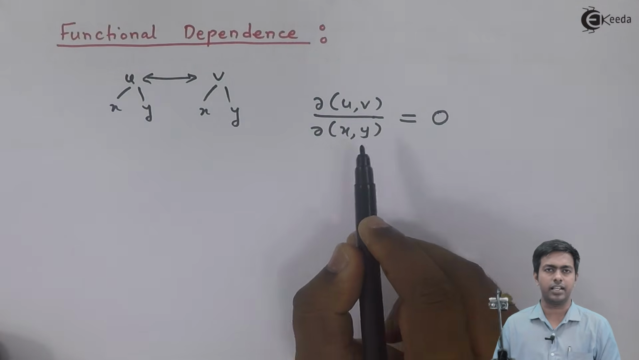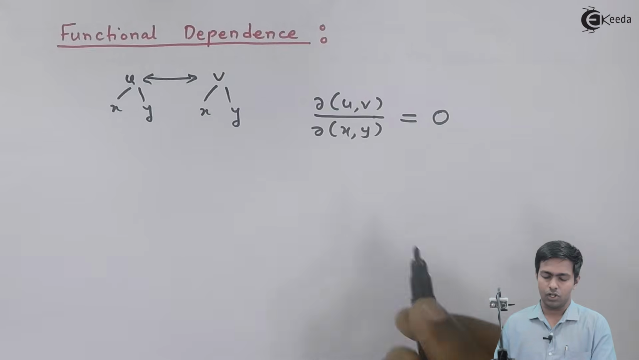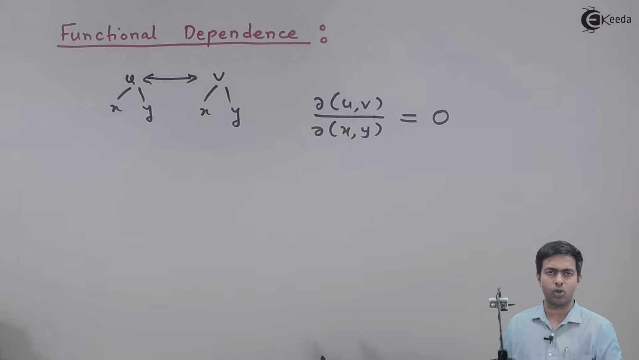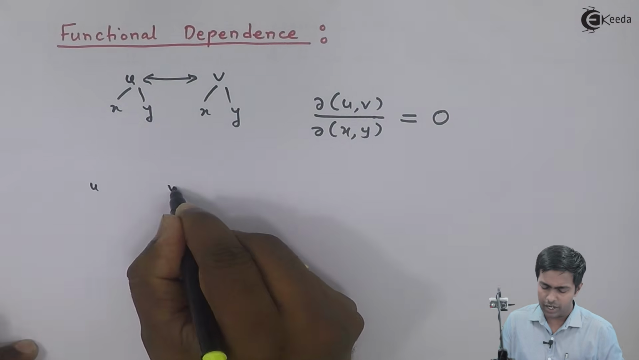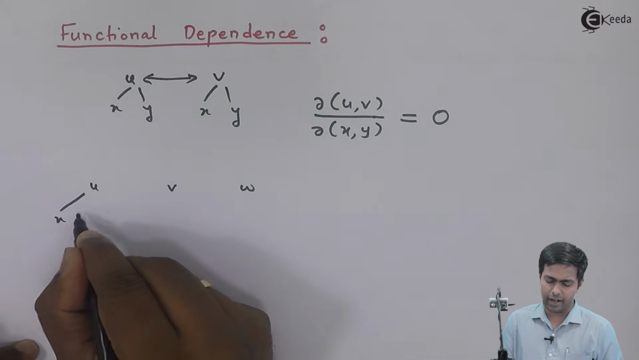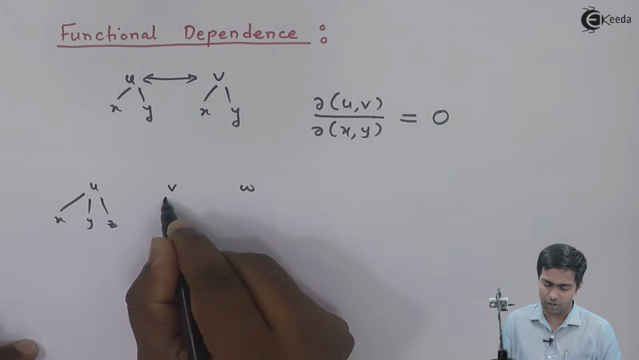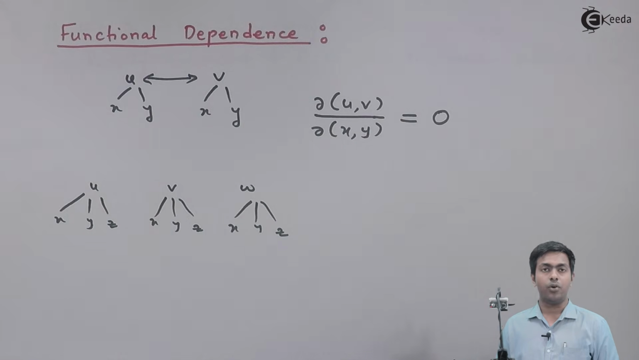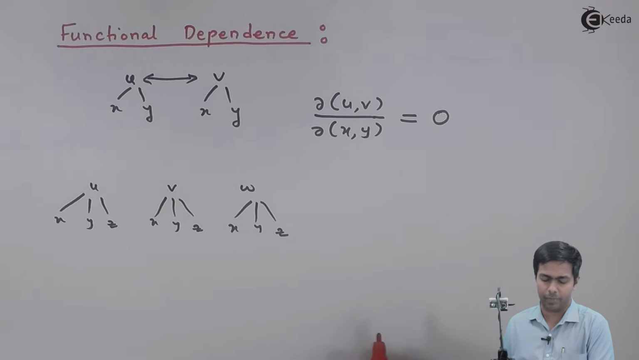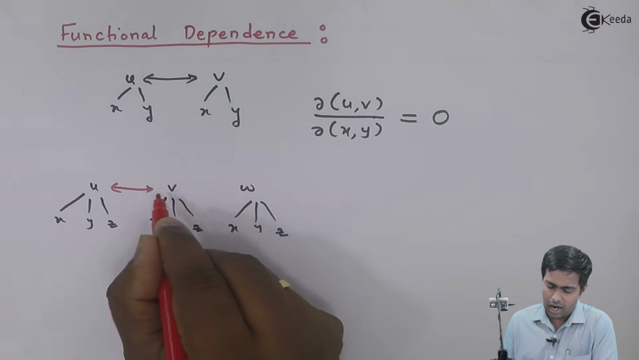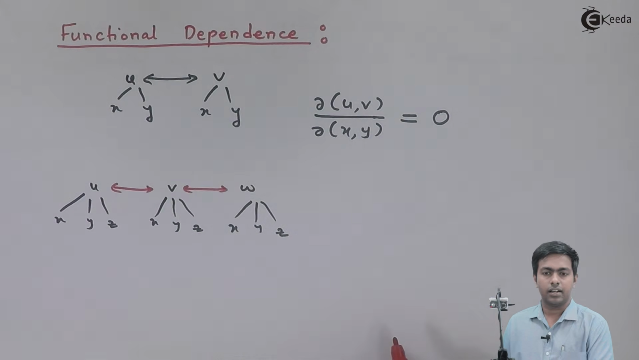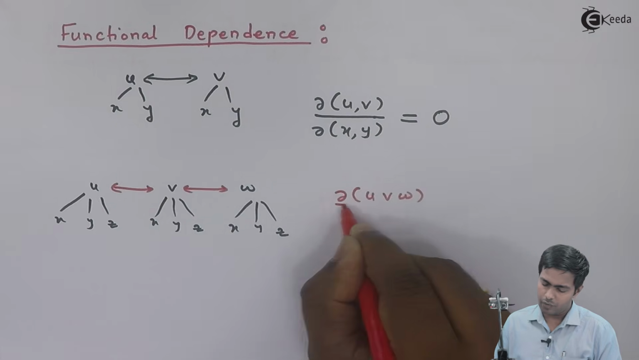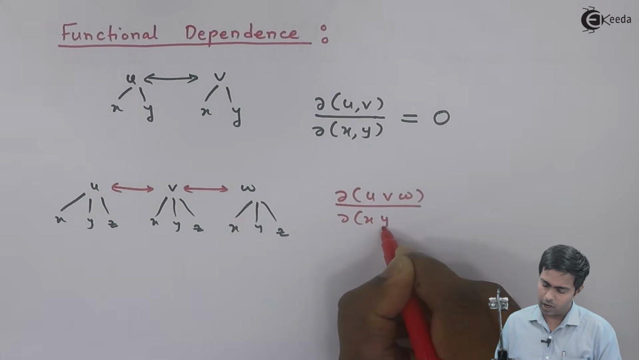So let's understand this by using one example. Similarly, we can see the functional dependency between more variables also. Let's say there are u, v and w, where u is a function of x, y, z, v is also a function of x, y, z, and w is also a function of x, y, z. Now if I want to understand the functional dependence between u, v and w, then I can use the condition as the Jacobian of u, v, w with respect to x, y and z.